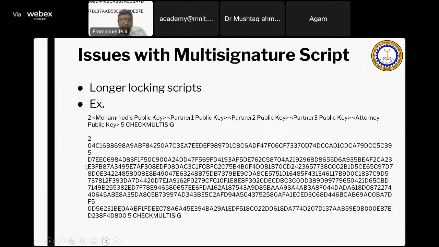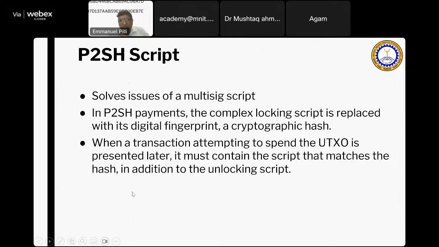So here this 5, and then this is a multi-signature check, right? So that's the kind of thing that happens. So they are longer locking scripts, and hence P2SH is a simpler script. It solves the issues of multi-signature script. So what you do is the complex locking script is replaced with its digital friend, which is a simple cryptographic hash. So a smaller value set.